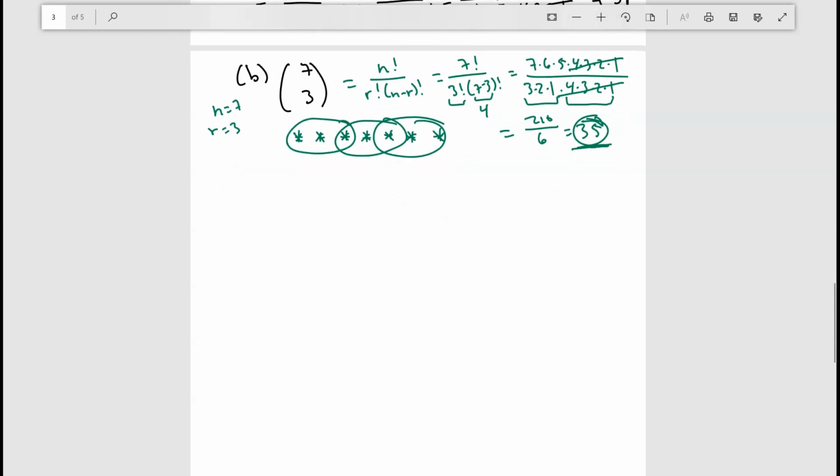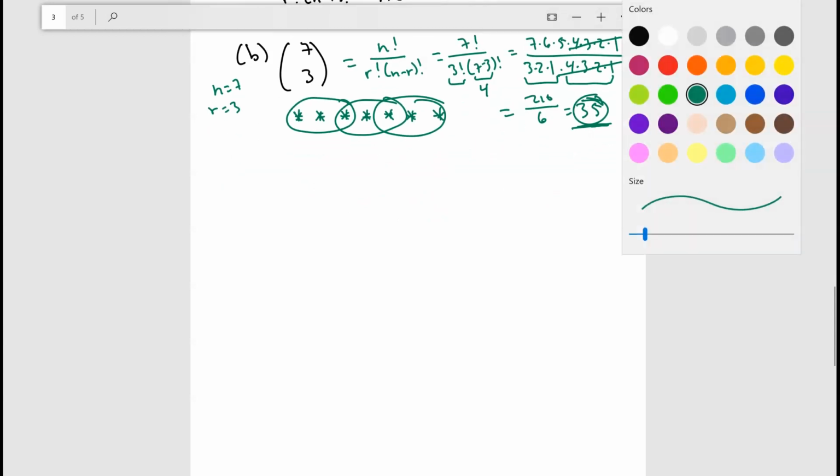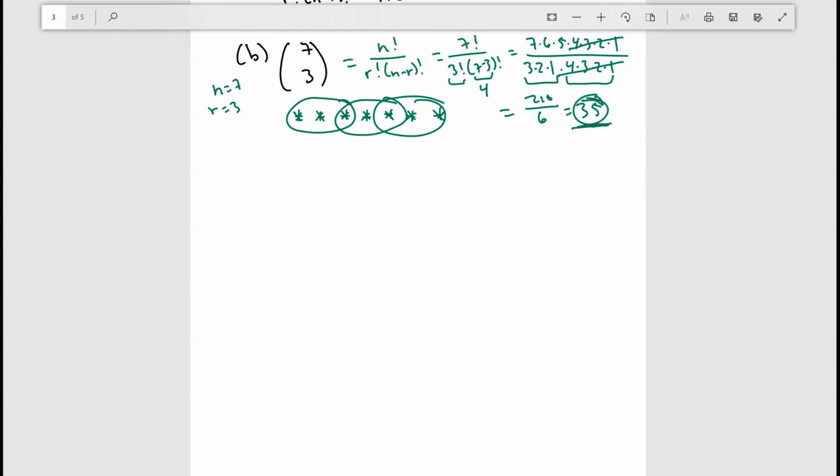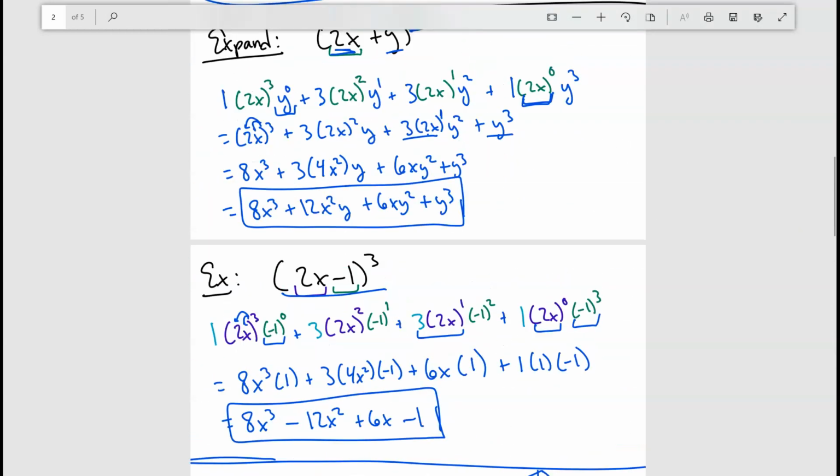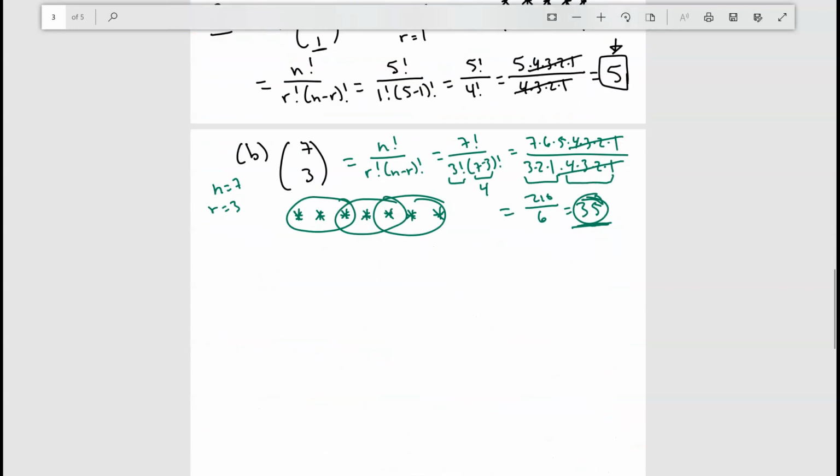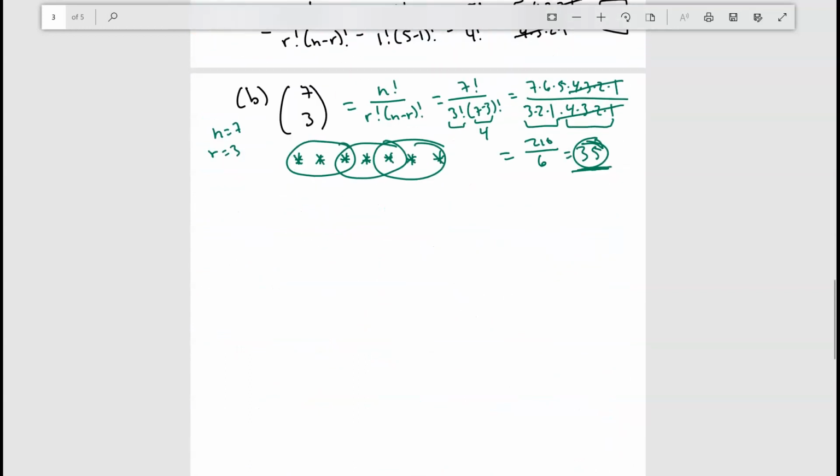Now, why is this important? Well, this is basically what the binomial theorem says. So an additional way, so let's say you didn't want to use Pascal's triangle, which I don't know why you wouldn't, but let's say you wanted to use something else. Well, there's a binomial theorem.